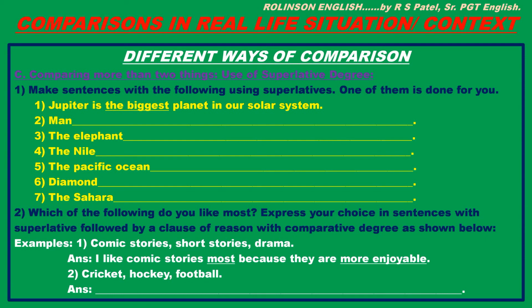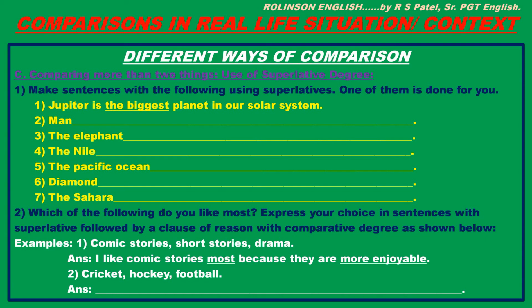Man is the most developed animal on the earth. We can write so. This way you continue and complete the exercise, all the 7 sentences. Second exercise here. Which of the following do you like most? Express your choice in sentences with a superlative followed by a clause of reason with comparative degree as shown below.